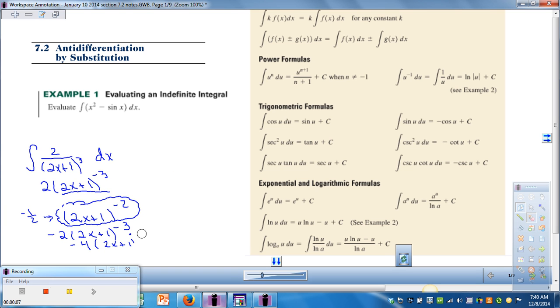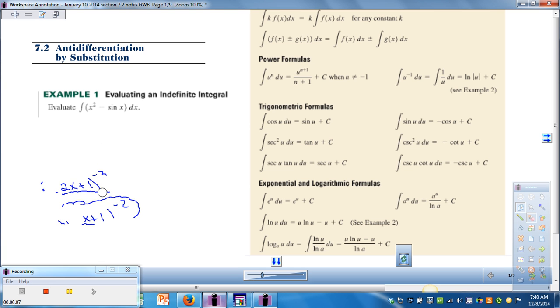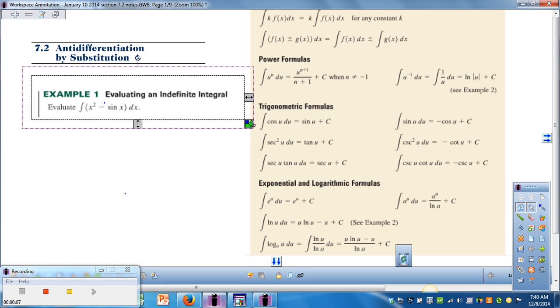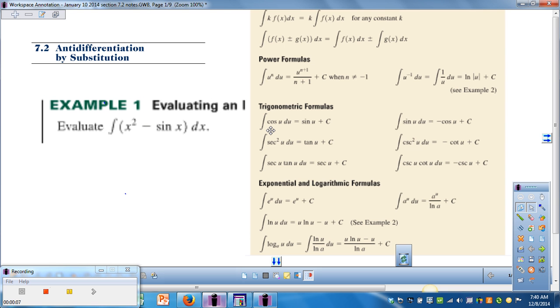Let's start with just a little review. This first example just gets us going in the antiderivative direction. I'll make it a little bigger for those in the back. Evaluate the indefinite integral. Remember, when there are no lower and upper limits, it's called the antiderivative or the indefinite integral. And how would we do this one?